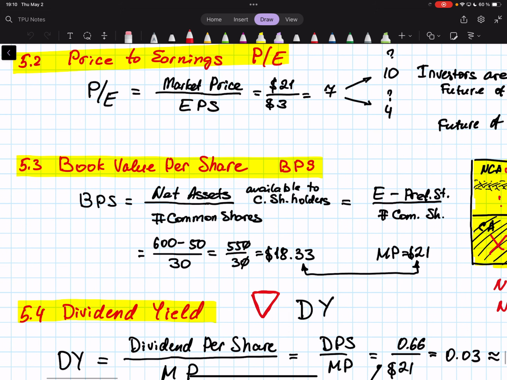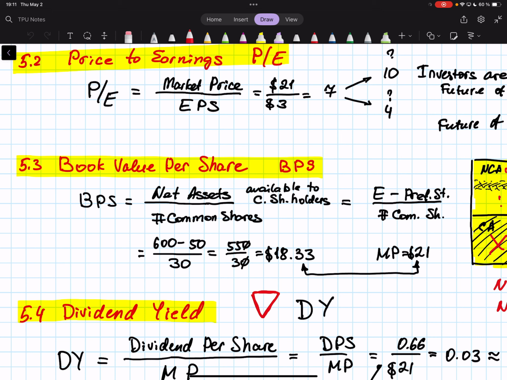Another ratio was book value per share, BVPS. The book value in Russian is what? Who remembers? Book value. Балансовая стоимость per share на акцию. То есть балансовая стоимость на акцию, it's another ratio, BPS.